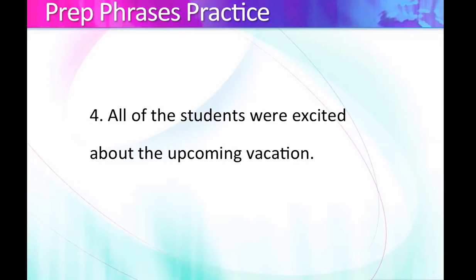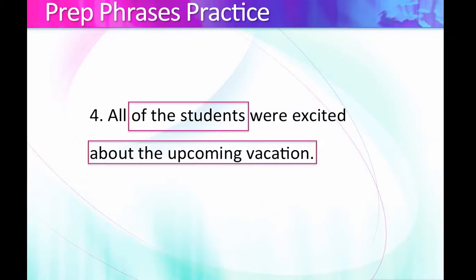Number 4, all of the students were excited about the upcoming vacation. Of the students and about the upcoming vacation are the 2 prep phrases. Of the students tells us more about all, which is an indefinite pronoun. And about the upcoming vacation tells us more about excited, which here is a predicate adjective. So of the students, modifying a pronoun is an adjective phrase. About the upcoming vacation, which modifies an adjective, is an adverb phrase.